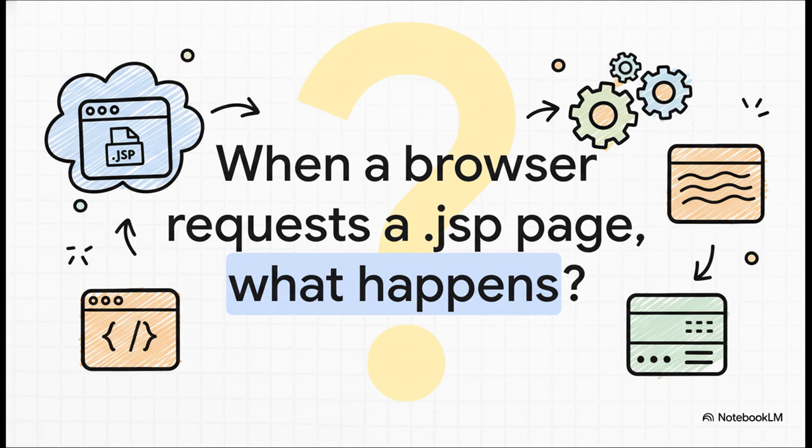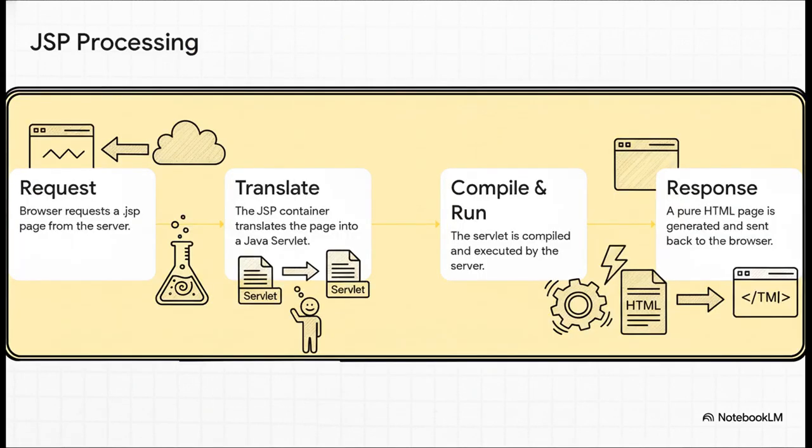There's a really crucial translation step that happens on the server, totally behind the scenes. So what's really going on? Okay, so here's the process. Your browser requests the page. That request hits the server, and a special program called a JSP container grabs that file.